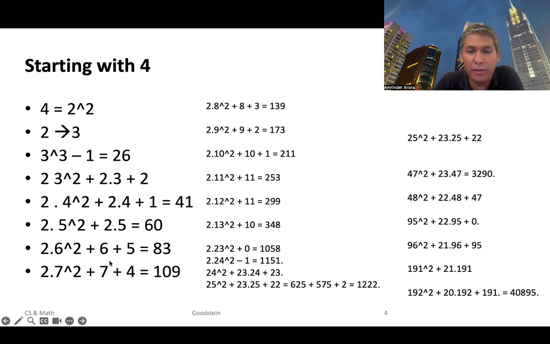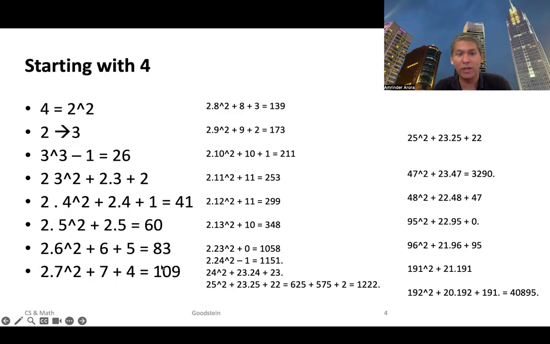Let's go a little further. It's fun to play with these numbers. So now we are at base 5: 2 times 5 squared plus 2 times 5, which is 60. Now again, we bump the base. Wherever we see a 5, we make it a 6. So we have 2 times 6 squared plus 2 times 6 minus 1, which can then be written as 6 plus 5, because we don't use the subtraction symbol. So now we're at 83.